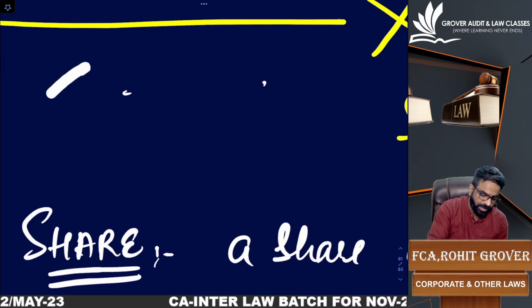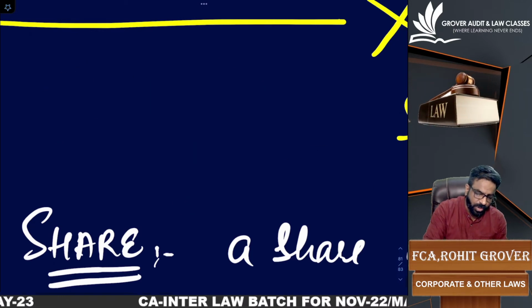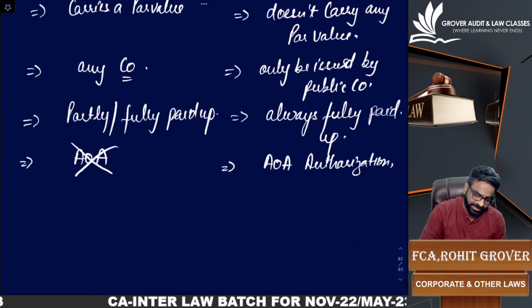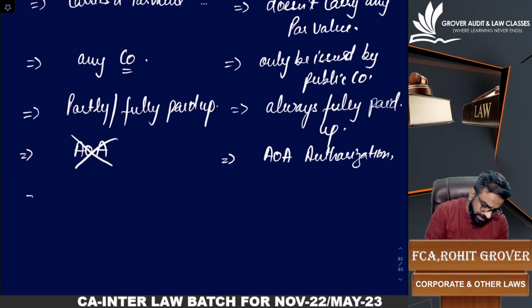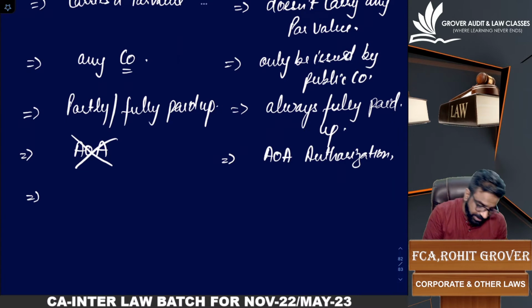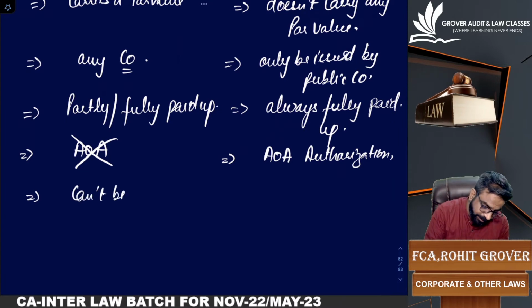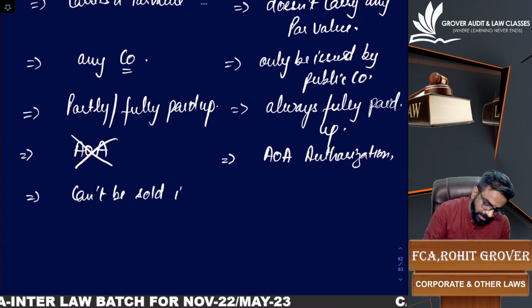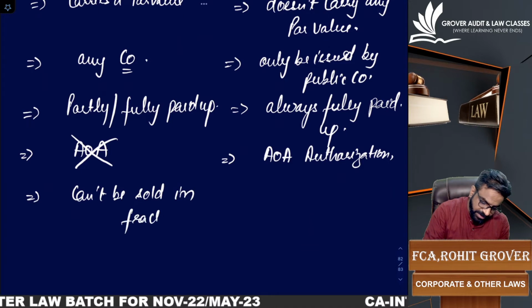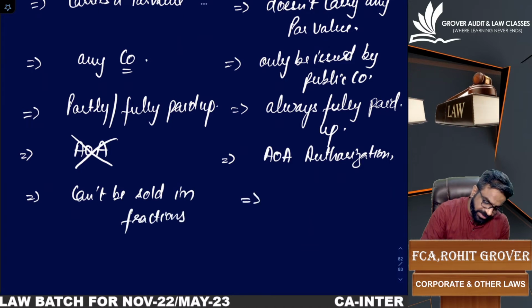Yes, all of you, did you all understand this point? Stock can be sold in fractions. What cannot be sold in fractions? Shares. So shares cannot be sold in fractions. What can be sold in fractions?